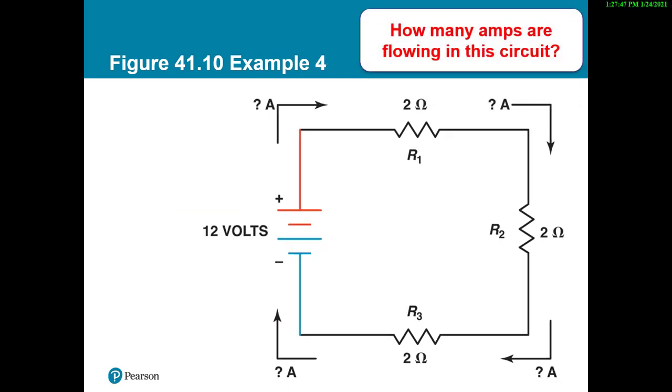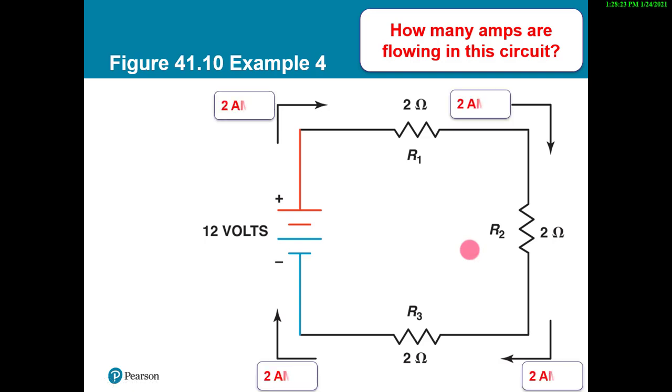In example 4, 41.10, we need to know how many amps of current are flowing in the circuit. Before we can find that, we need to know how much resistance we have. So once again, we find our RT by adding all of the resistors. 2 ohms plus 2 ohms plus 2 ohms would be a total of 6 ohms, or RT of 6. We would then use Ohm's law and divide 6 into 12 to give us our total circuit current of 2 amps.